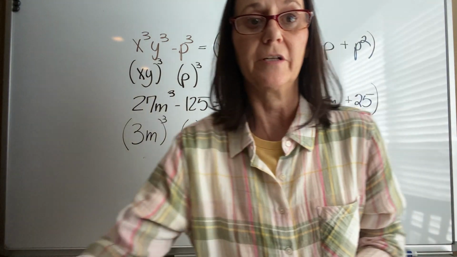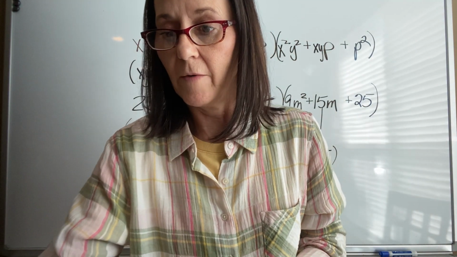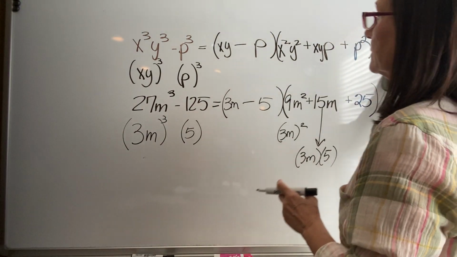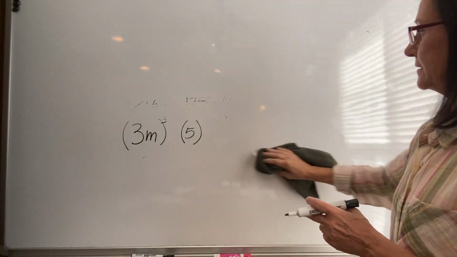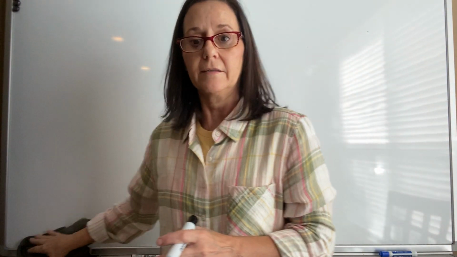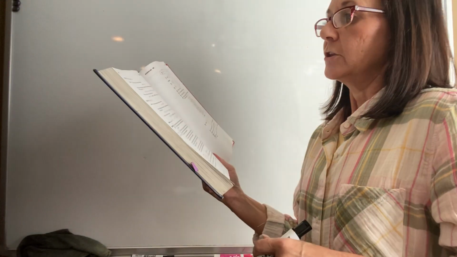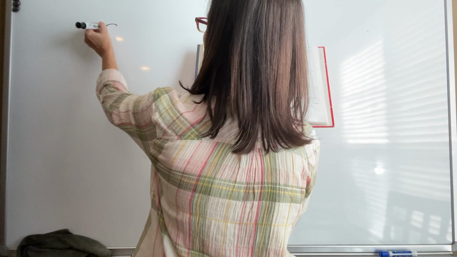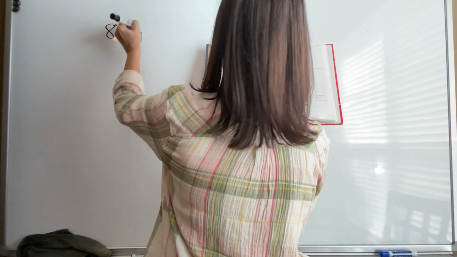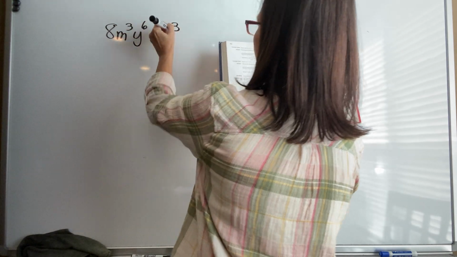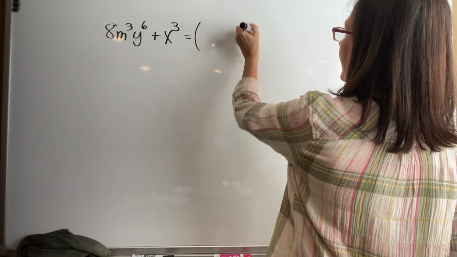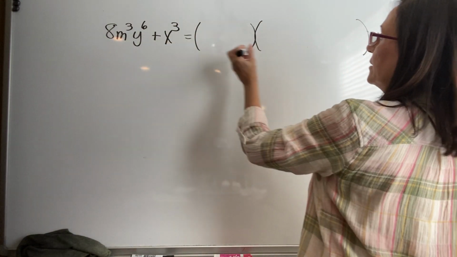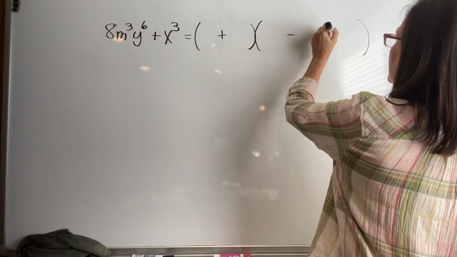All right, let's move on to addition, on page 444. Minus is minus plus plus. Plus is plus minus plus. It's just something you can memorize. Look at 108.2 on the top of page 444. It says factor 8m cubed y to the 6 plus x cubed. Plus is plus minus plus. So let's go ahead and get our signs in here. Plus is plus minus plus.